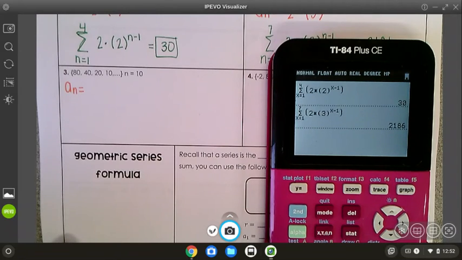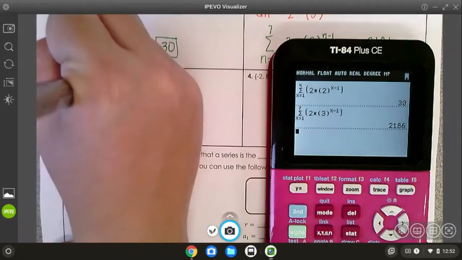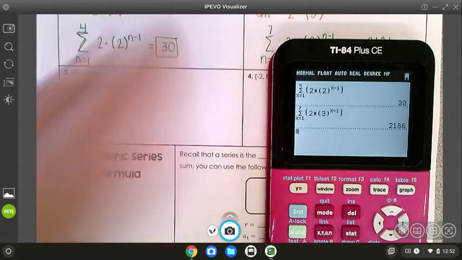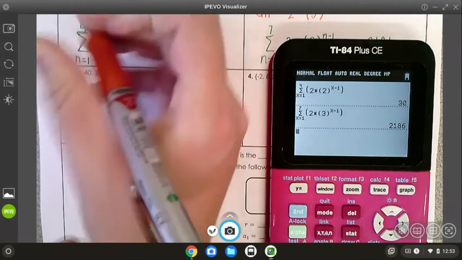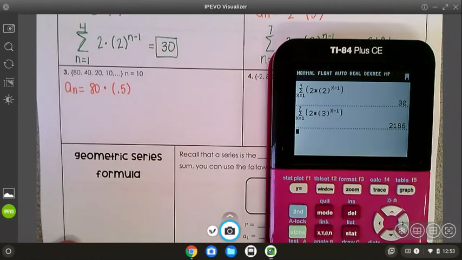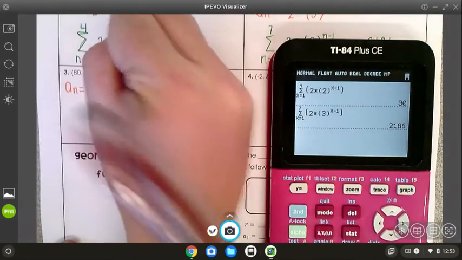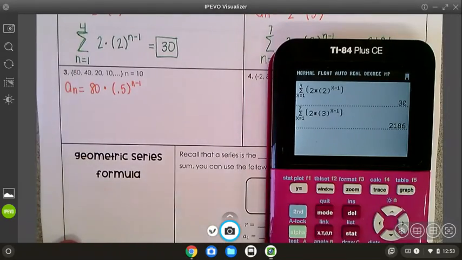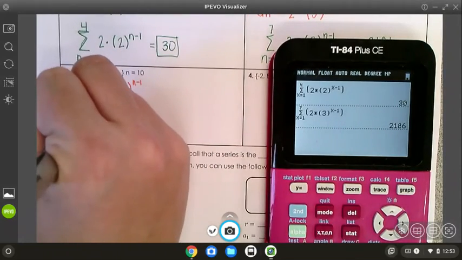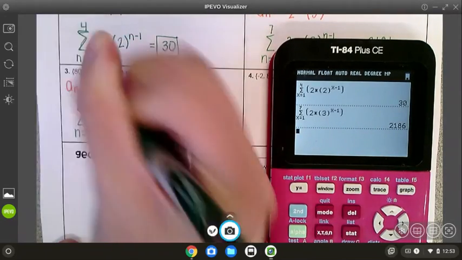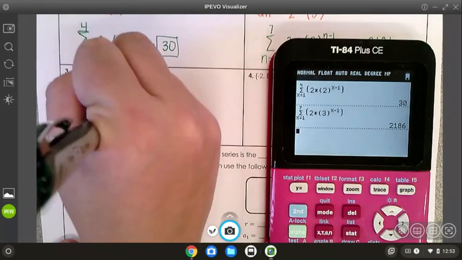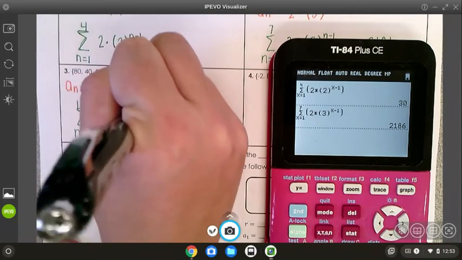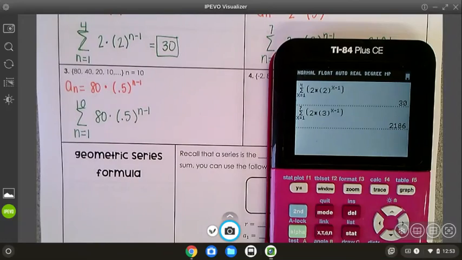All right, our A_n formula. What's my A_1? 80. What's my r? 0.5. If you do 40 divided by 80, you're going to get 0.5. And then n minus 1 in the exponent. So we're adding all of the terms between 1 and 10. And then we just rewrite the formula there beside it.